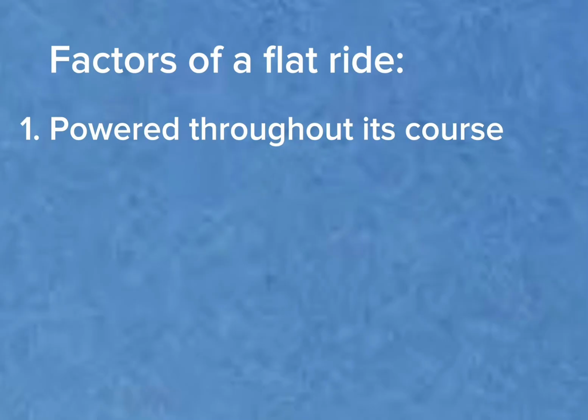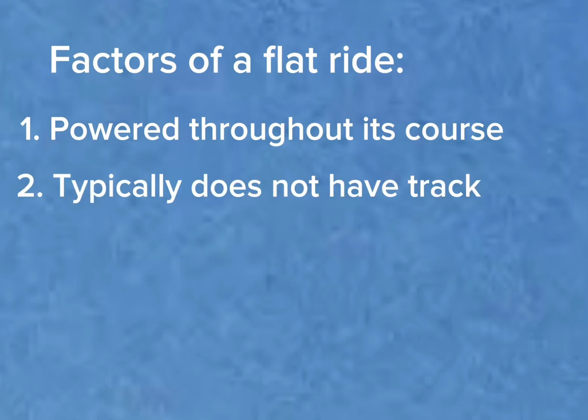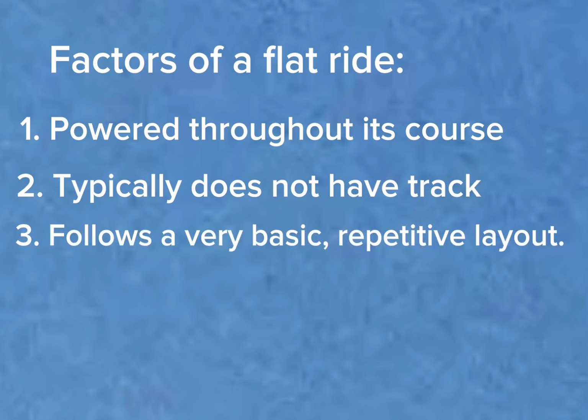Secondly, most flat rides just don't have track, and they mostly have one or two proprietary structures. These can be towers, supports, or something entirely different. And lastly, flat rides typically follow a very simple layout, such as tilting you back and forth, swinging you up and down, or just spinning you 360 degrees. They are very basic in terms of the course.